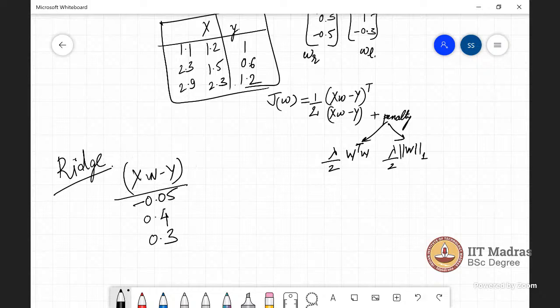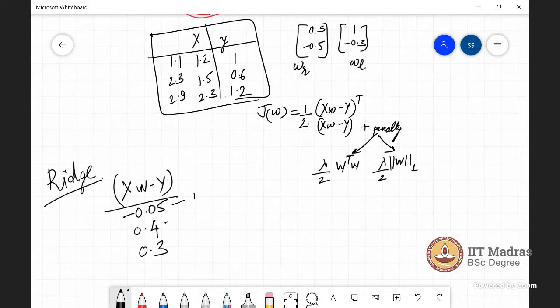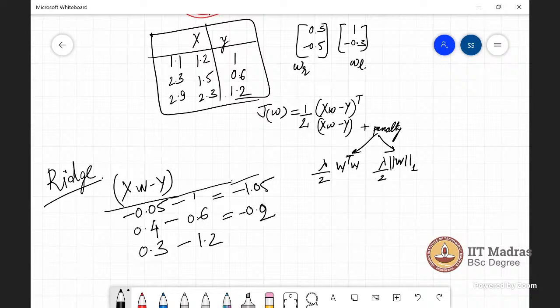Okay, I think minus 1 we need to do, right? Minus y. Minus y. Yes, definitely. Sorry. So minus 1, minus 0.6, minus 1.2. Thank you for correcting me. So this should come out to be minus 1.05. This will be minus 0.2. This should be minus 0.9. Is this correct now?